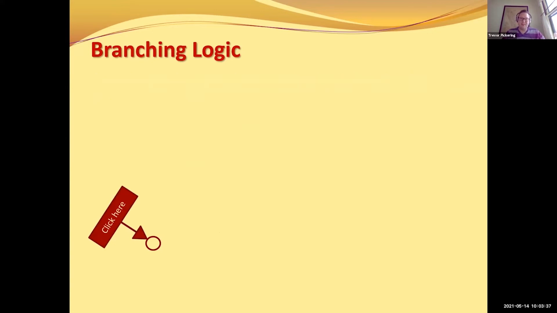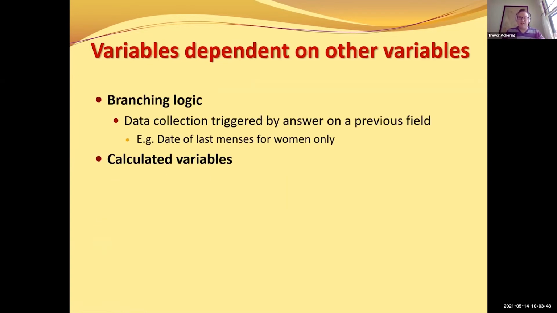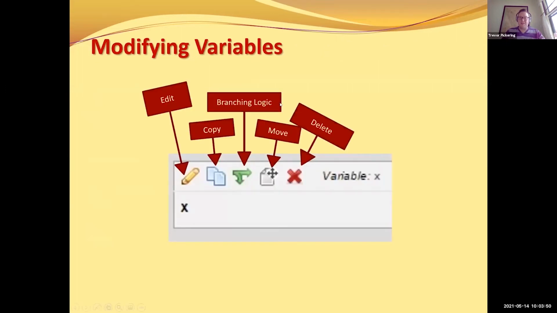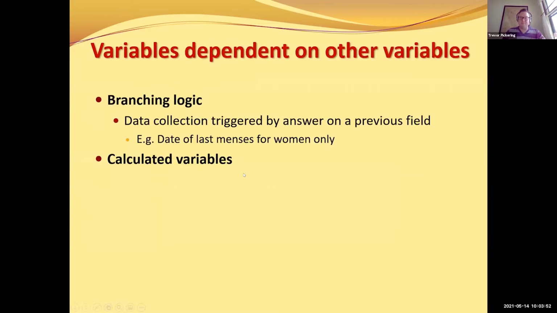And I don't know why I don't have the image there. Obviously, it won't do any good to click on just a thing of yellow. But branching logic, you would click on that green, diverging arrow that we saw right here for branching logic.